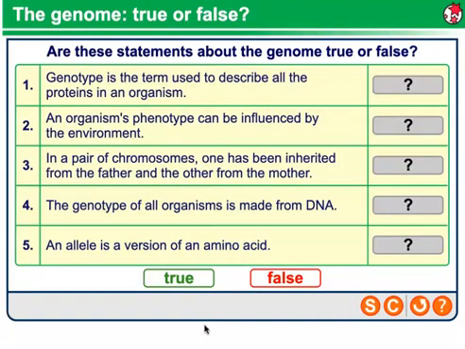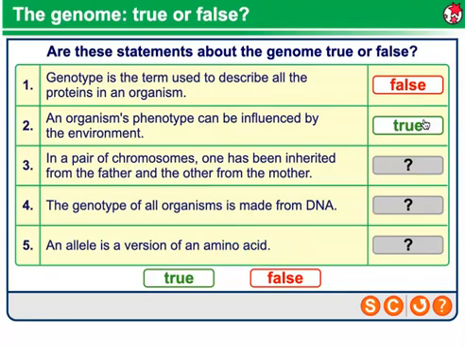True or false? Are these statements about the genome true or false? Genotype is the term used to describe the proteins in an organism. That's false. The genotype builds the proteins. An organism's phenotype can be influenced by the environment. This is true.